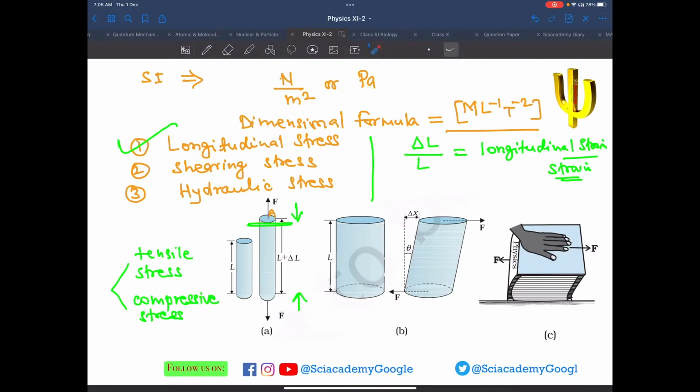You can visualize here that delta L has the same unit as L, so the ratio of delta L and L will have no unit, therefore strain has no unit or dimension. Sometimes it is asked in the exam, what is the unit of strain? So you must remember that because the strain is a ratio of change in the length to the original length, therefore it has no unit.